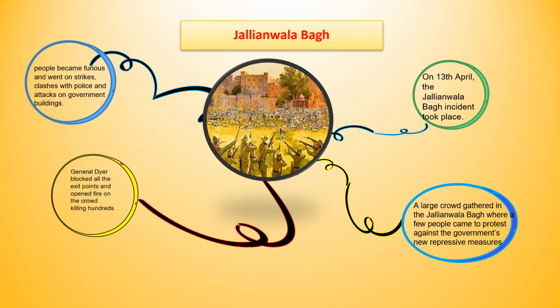Jallianwala Bagh incident. This took place on 13th April 1919, on the day on which Baisakhi was celebrated in Punjab. A large crowd from the villages came to participate in the fair in Jallianwala Bagh, and also there were a few people who came to protest against the new rules laid down by the government. This park had only one entrance.